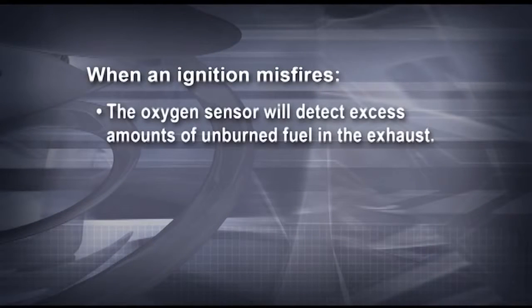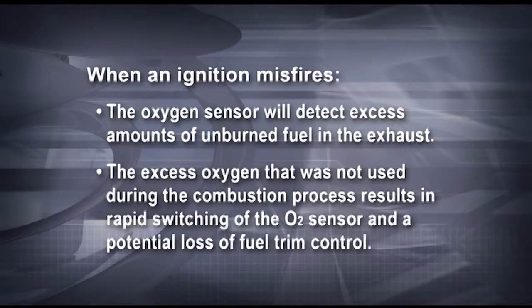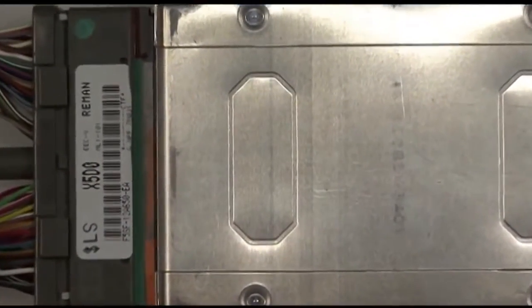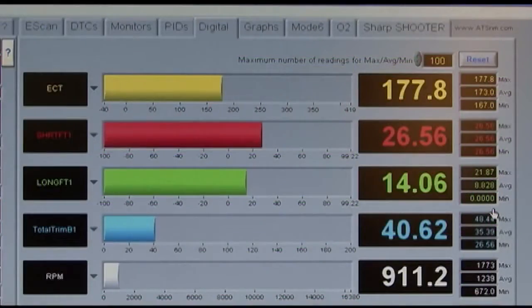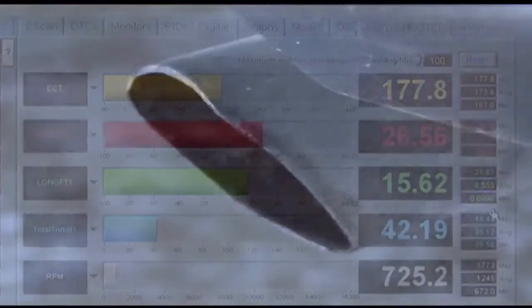The oxygen sensor will detect excess amounts of unburned fuel in the exhaust. The excess oxygen that was not used during the combustion process results in rapid switching of the O2 sensor and a potential loss of fuel trim control. In the past, it was sometimes assumed that this sequence of events would cause the powertrain control module, or PCM, to increase the fuel injector pulse. This would lead to even more fuel releasing into the exhaust because the PCM determined the system was running lean. In fact, what happens isn't consistent from one firing event to another, let alone from one car to the next.